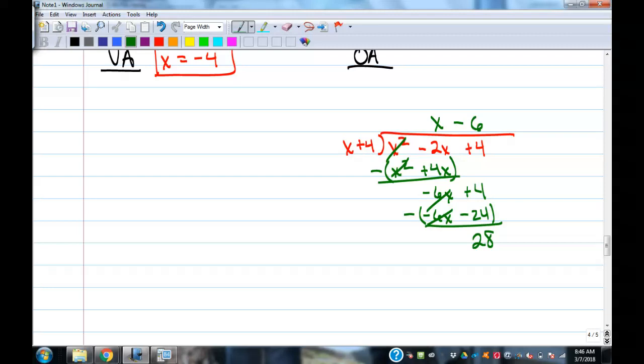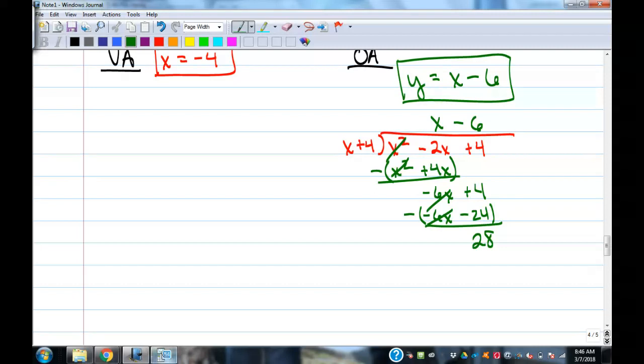Remember, what kind of equation is an oblique asymptote? Linear. Y equals mx plus b. Look at the green part up here. Isn't that mx plus b? That's our oblique asymptote. You're right. Y equals x minus 6. And that's your oblique asymptote.